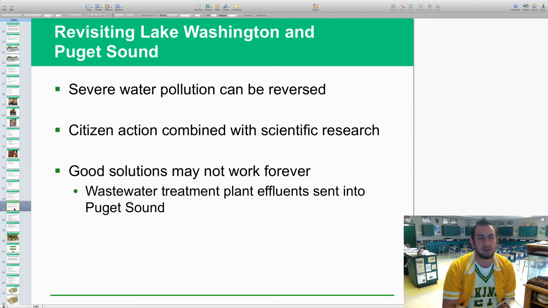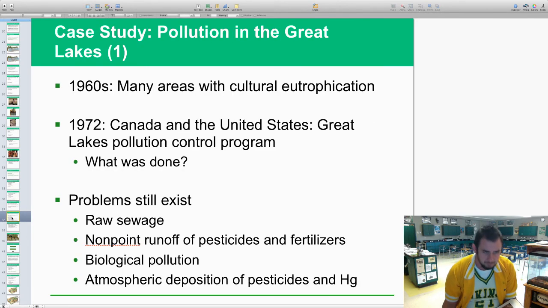All right, so revisiting Lake Washington and Puget Sound. We know severe water pollution can be reversed, but it takes a lot. It takes citizen action combined with research and people willing to help on the government side as well. Good solutions may not work forever. We saw that as we transferred wastewater from Lake Washington all the way to Puget Sound. Now Puget Sound is having difficulty. The biggest issue is making sure our wastewater treatment plant is working at its best, so the purified water is pure or more filtered and in good condition to actually enter back into a water resource.